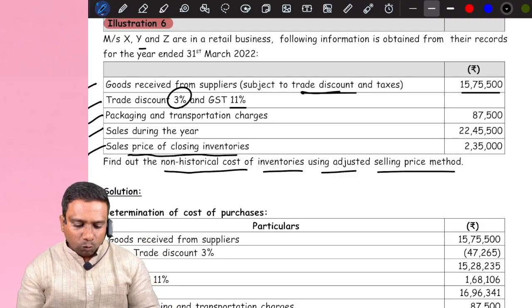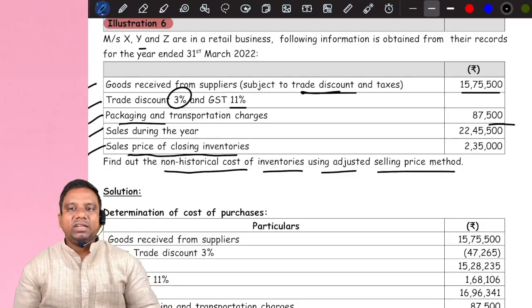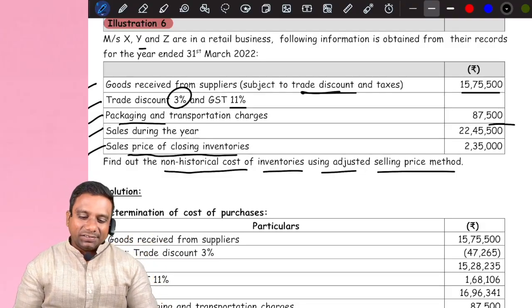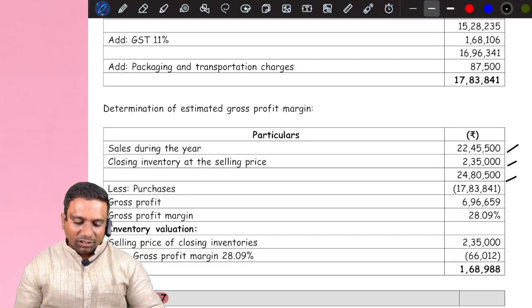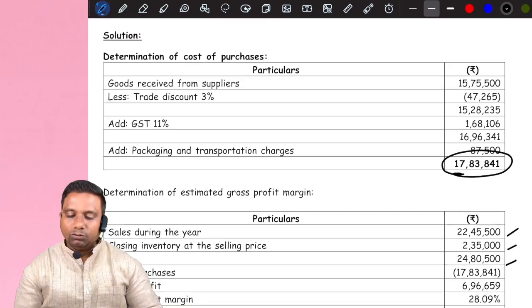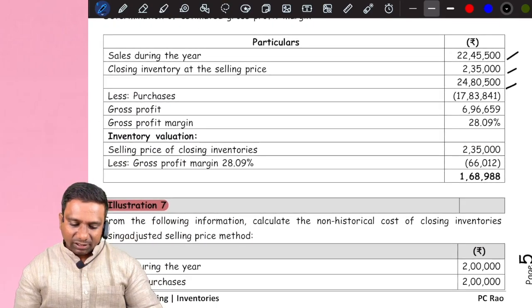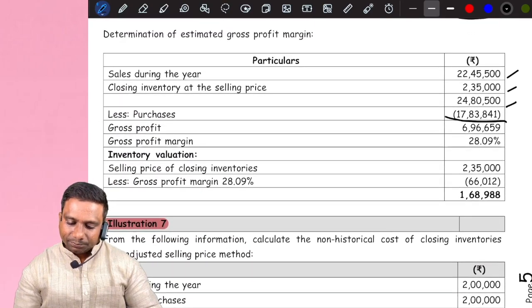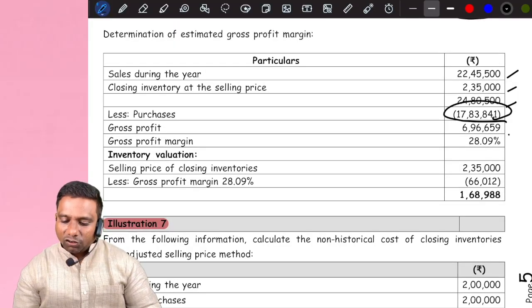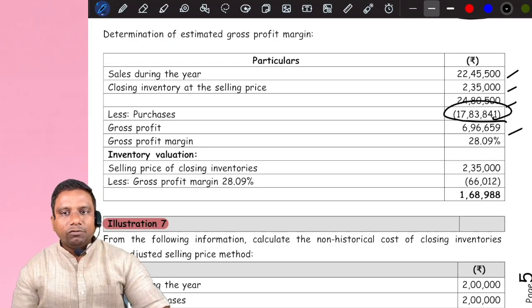To that, what we do? Packaging and transportation charges we add. Then we get total COGS. Here we have calculated total COGS and this amount is deducted here. Then what you are getting? Gross profit. From this gross profit, what you are calculating?